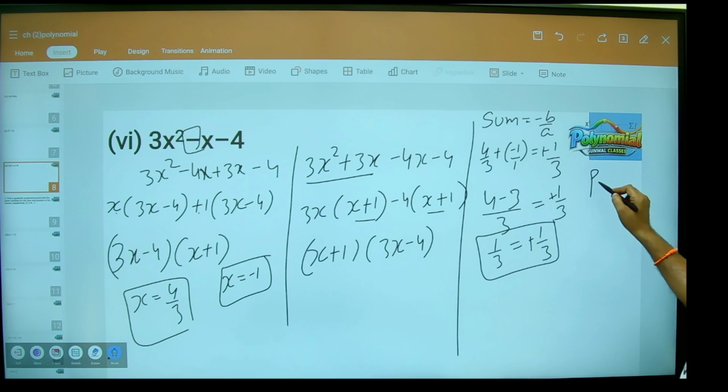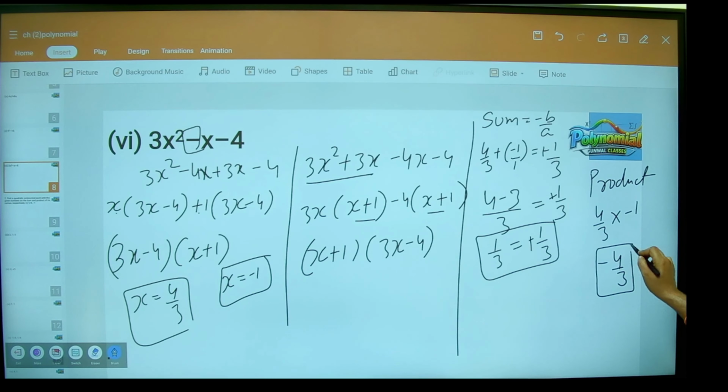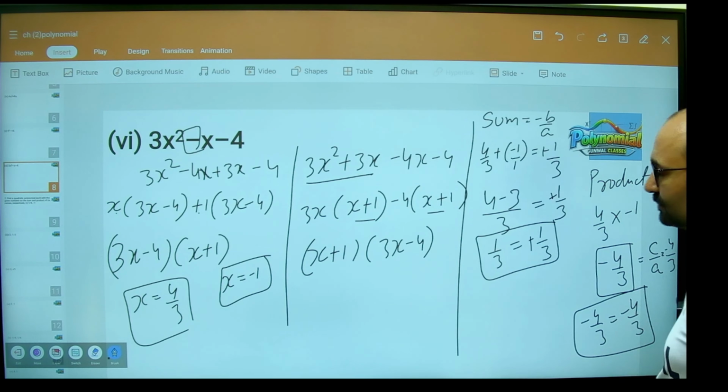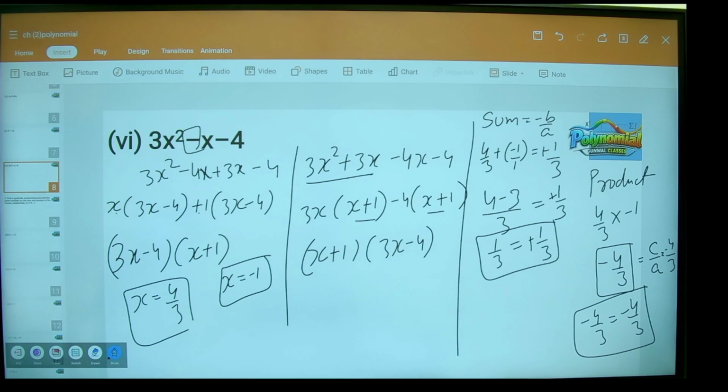Calculate for product. 4/3 multiply minus 1, minus 4 by 3, which is equal to C by A. C is minus 4, A is 3. So minus 4 by 3 is equal to minus 4 by 3. Please note down. We will proceed with question number 2 in our next class.